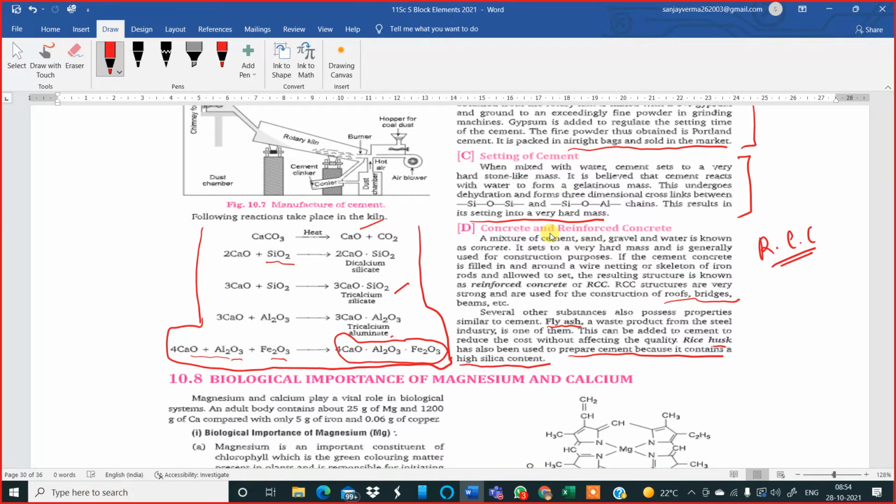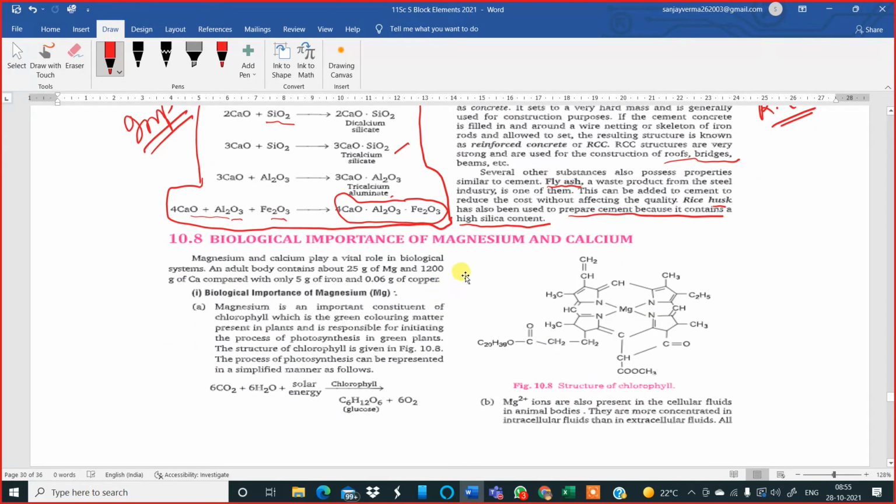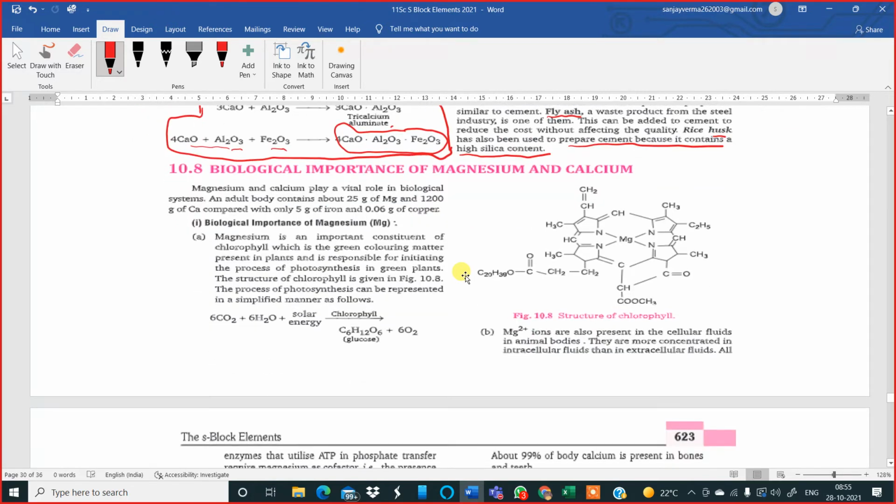Most importantly, don't just refer to the diagram, but don't learn the diagram. Most importantly, learn these chemical equations during the manufacture of cement. Now, after that, we'll come down to the biological importance of magnesium and calcium from the group 2 elements. How are they important biologically? Let us see that. Okay.